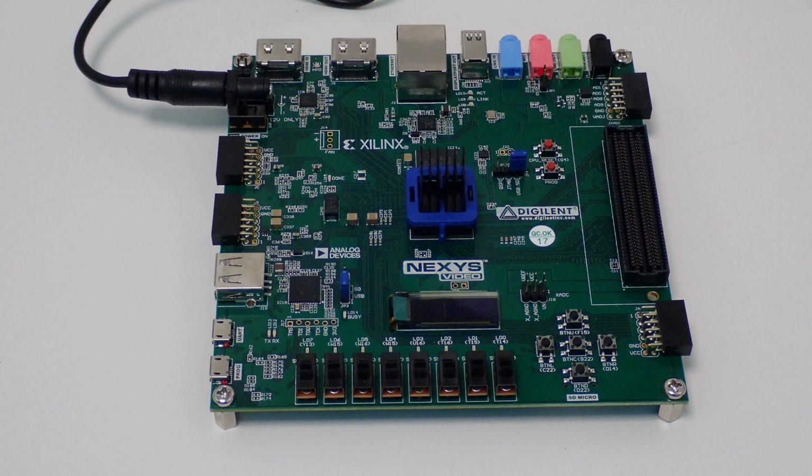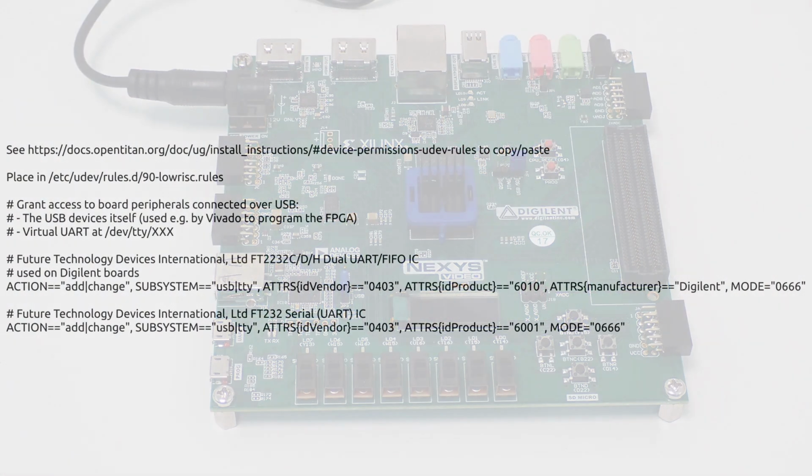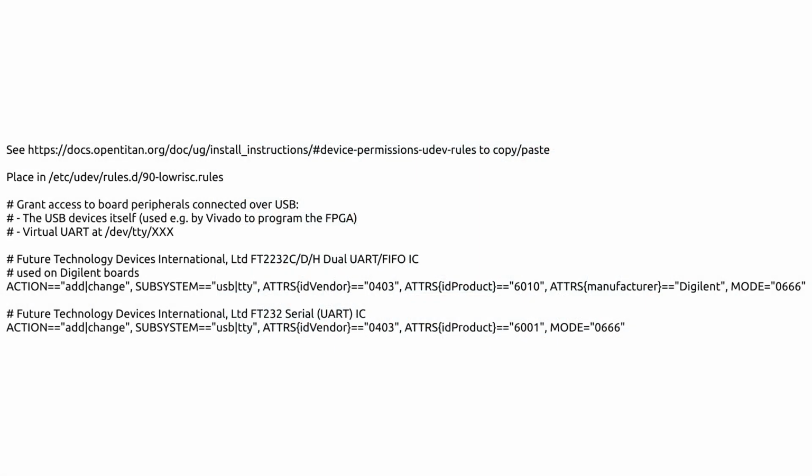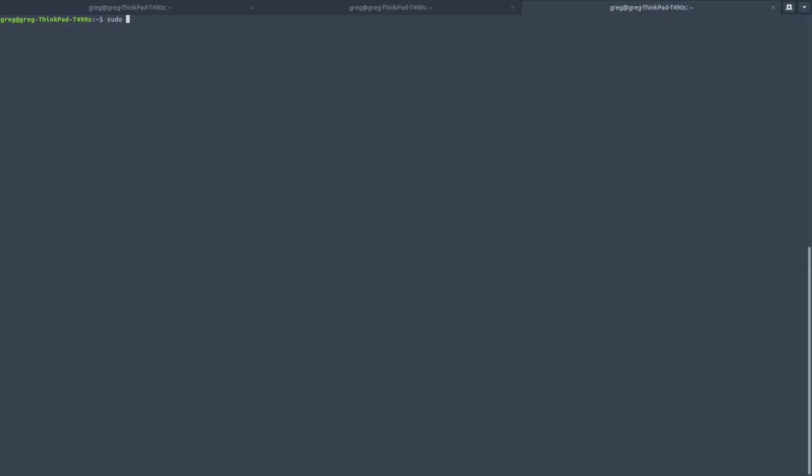However, you do need to add a udev rule to ensure permissions are set correctly to access the USB devices on the board to interact with OpenTitan. To do this, you simply create a file with the path on the screen and place the lines also on the screen within it. Then reload the udev rules with the command shown on the screen.